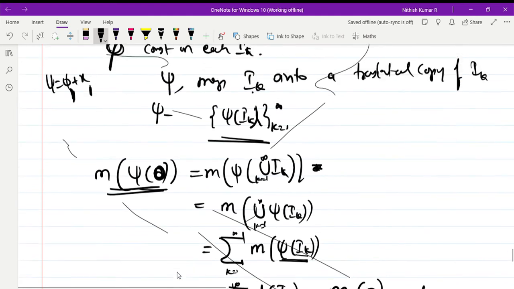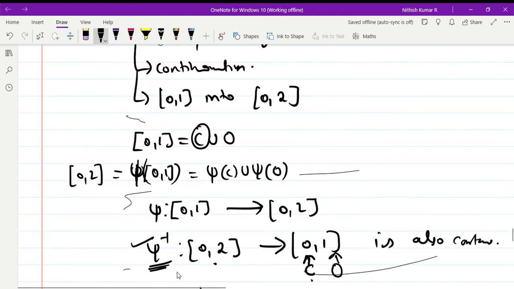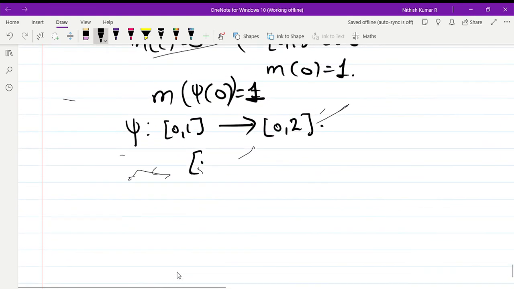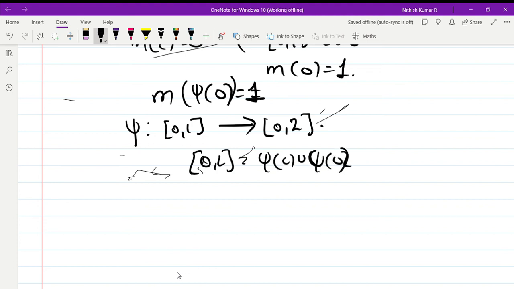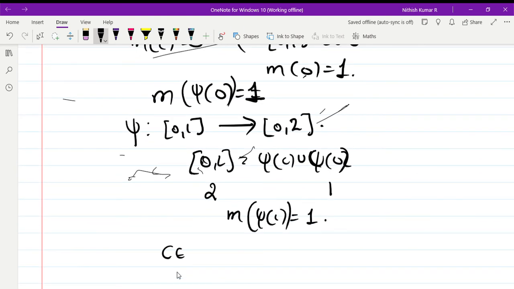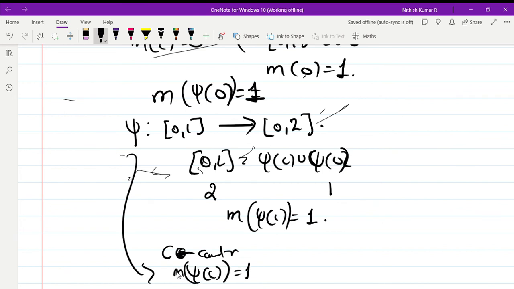Also we have seen that the closed interval [0, 2] is equal to xi of C union xi of O. Now the measure of this is 2, and the measure of xi of O is 1. Therefore the measure of xi of C is equal to 1. Thus C is a Cantor set such that my Cantor-Lebesgue function xi of C has measure 1.